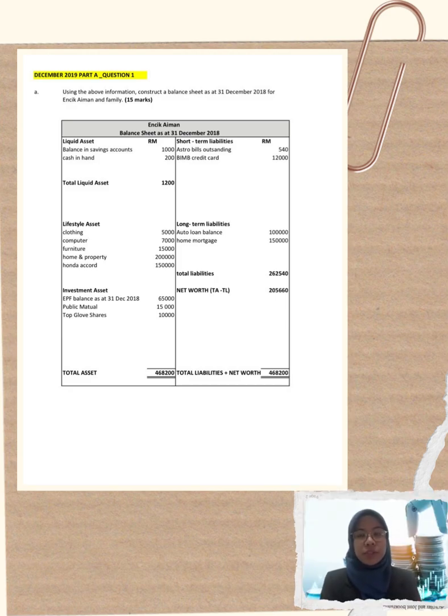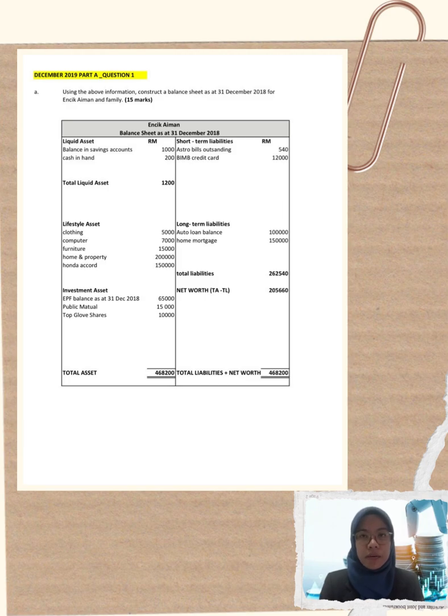In the balance sheet, you also need to put the short-term liability and the long-term liability. Based on the question, the items to put inside the short-term liability are escrow bill outstanding with amount 540 ringgit, and the BIMB credit card with amount 12,000 ringgit. For the long-term liability, auto loan balance and home mortgage need to be put as long-term liability. The amount is 100,000 ringgit for the loan balance and 150,000 ringgit for the home mortgage.